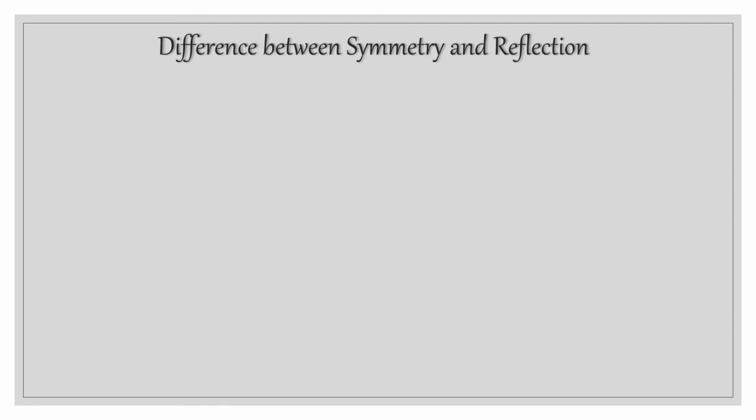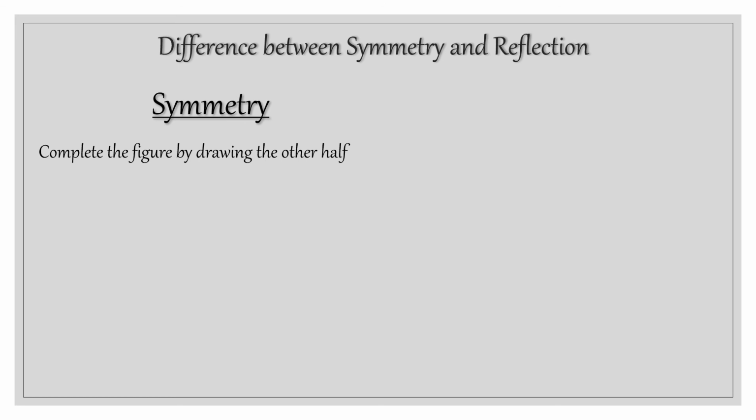Difference between symmetry and reflection. So what is the difference between symmetry and reflection? Symmetry is nothing but showing that a figure can be divided into two equal halves, and the equal halves are mirror images of each other. But in reflection, we are not dividing any images. We are just going to draw its reflection, its mirror image. We can draw reflection for any images, but not all images are symmetrical figures. Understood?